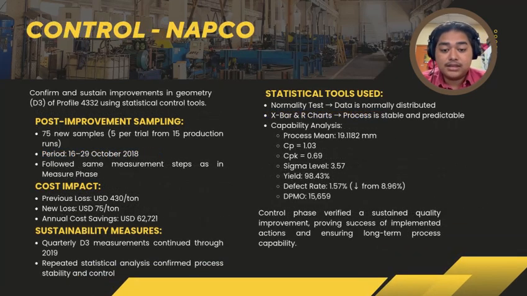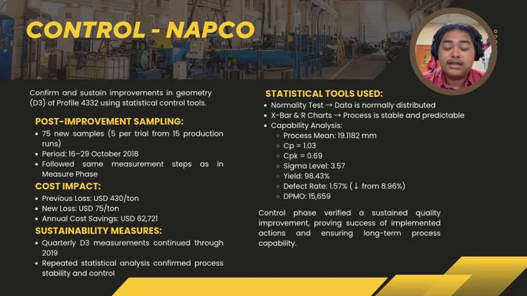The final step of the DMAIC was the control phase, where Napco verified that the improvements were both effective and sustainable. They conducted another round of statistical analysis, and the results showed a clear improvement, with the process capability increased to 1.03, CPK improved to 0.69, sigma level rose to 3.57, defect rate dropped dramatically to just 1.57%, down from nearly 9%.